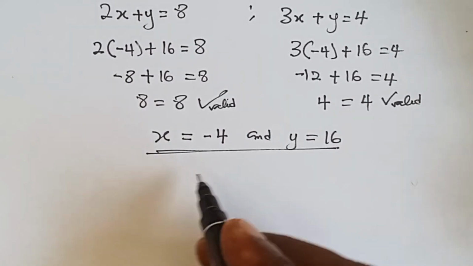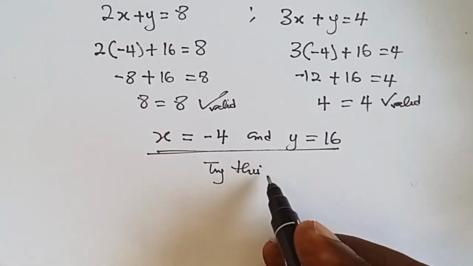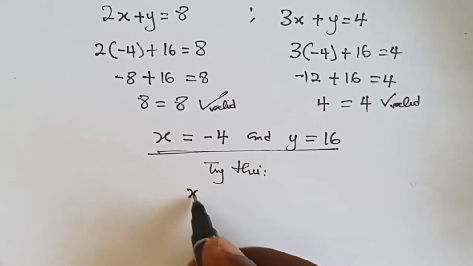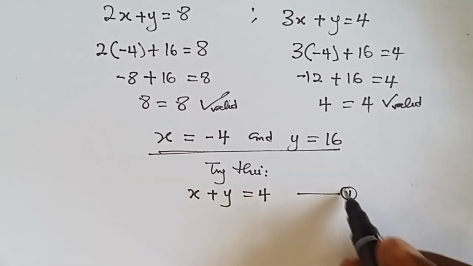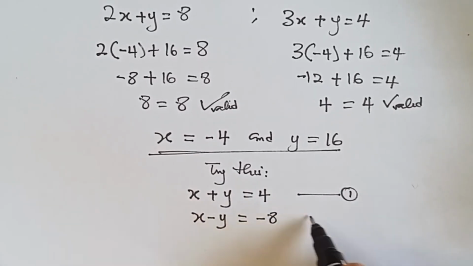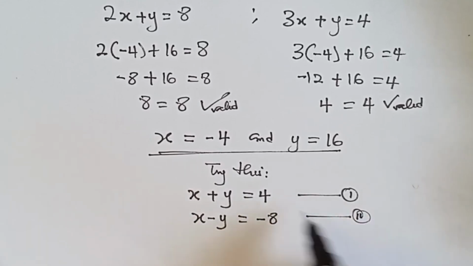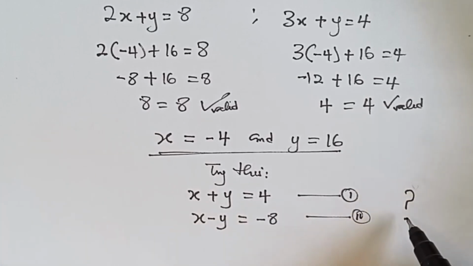Now let's try this. We have this equation. We have x plus y equals 4. This is our equation 1. And we have x minus y equals minus 8. This is our equation 2. Now let's solve this simultaneously using the elimination method, and we should drop our answer in the comment section.